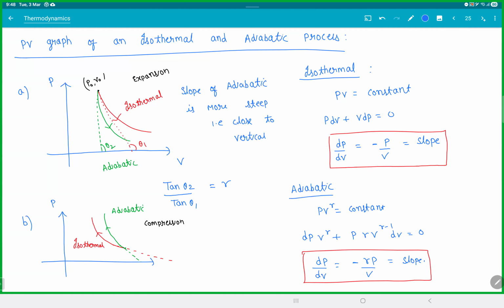Clear, na, Vedika? Devanshi? Arya? Yes, sir. Tanishka? Shreyan? Srihari? Clear? Next thing.